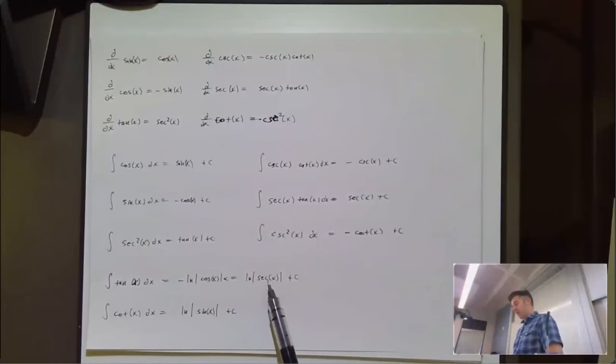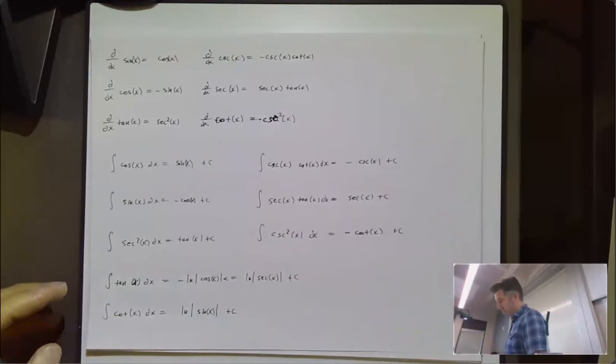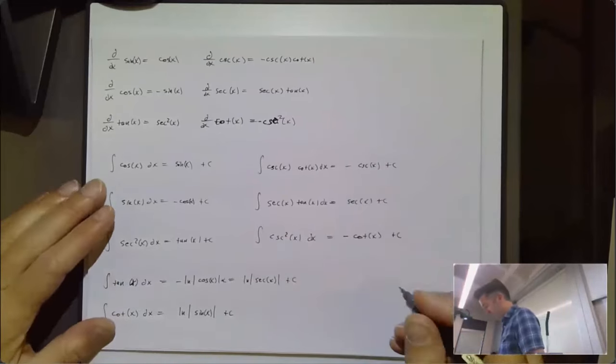It also works for secant, right? The derivative of the natural log of secant is 1 over secant times the derivative of secant. But the derivative of secant is secant times tangent, so the secants cancel and you get tangent. It really works whether you write it this way or this way. It's kind of cool.